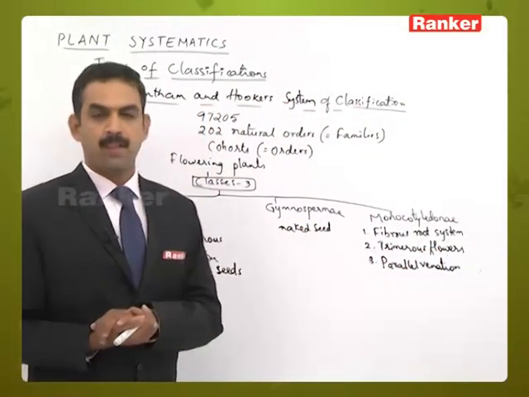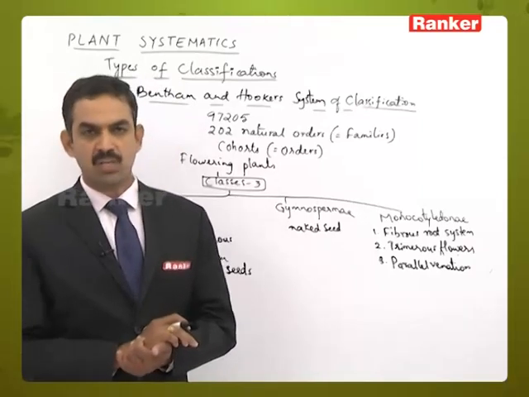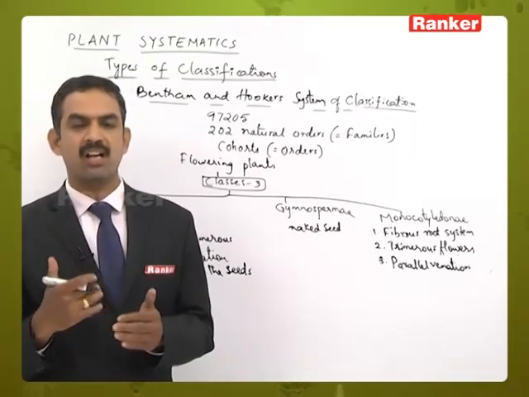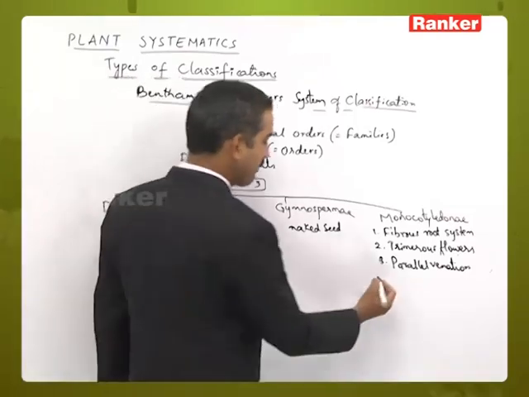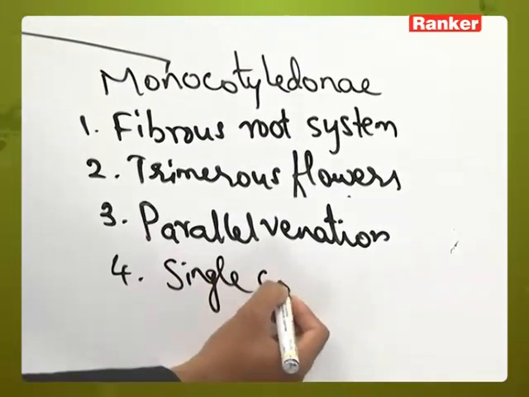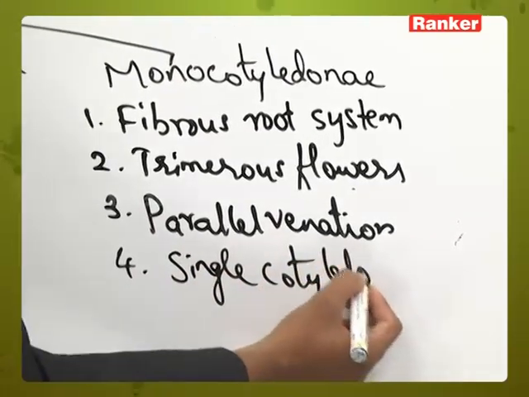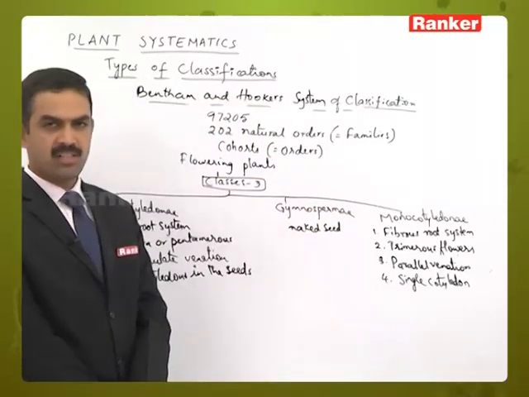Right, here the midvein is present, and on that lateral veins are arranged. These lateral veins are present in a parallel manner to each other. That type of venation is called parallel venation. And the fourth one is presence of single cotyledon in the seed. So these are the basic characters that have been observed in the monocots.